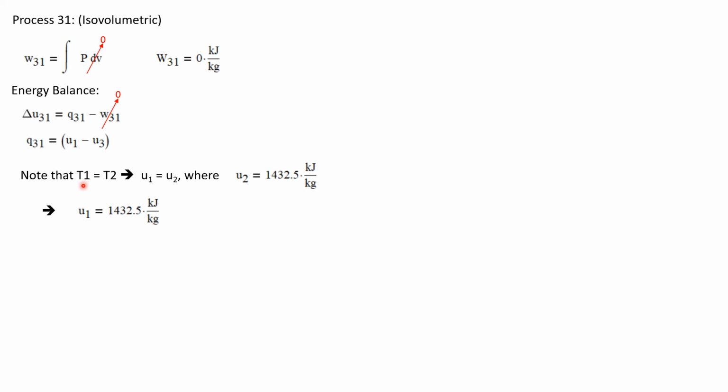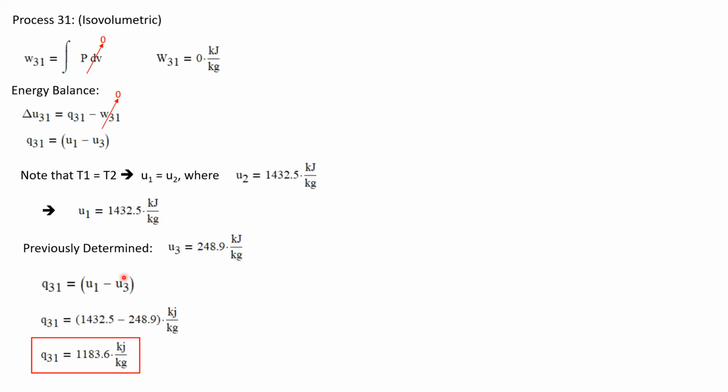Now we noted earlier that state 1 and state 2 had the same temperature. And we also noted that therefore the internal energy at both states must be the same. Well, we know that the value of U2 is 1432.5 kilojoules per kilogram. Therefore, the value of U1 is the same. Knowing that, I can say that Q for process 3-1 is U1 minus U3. We previously determined the value for U3, and so I know everything I need to calculate the heat transfer for this process, and it's 1183.6 kilojoules per kilogram.